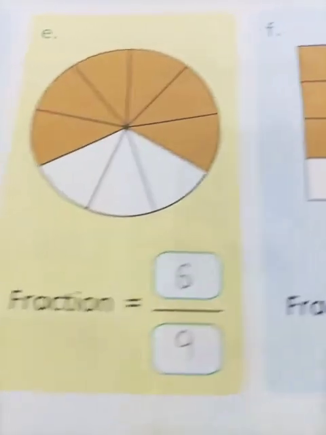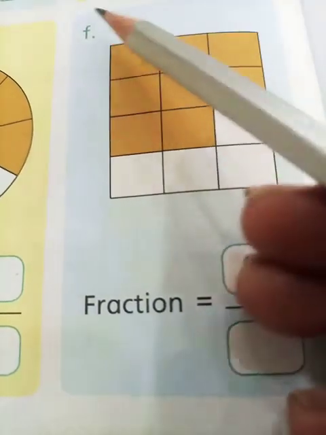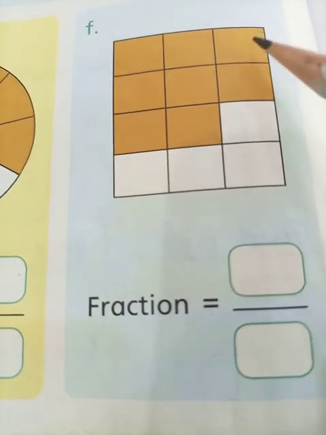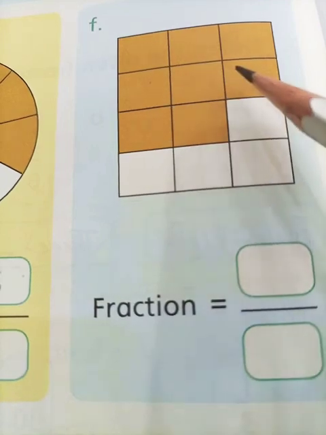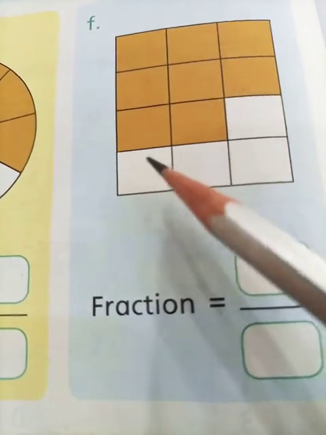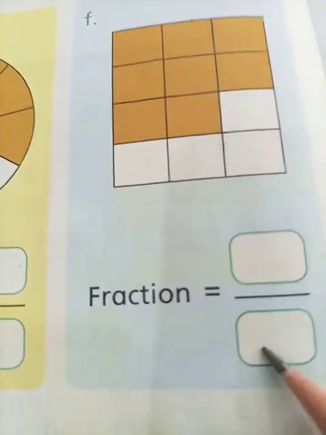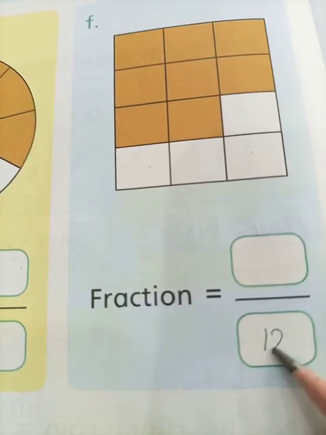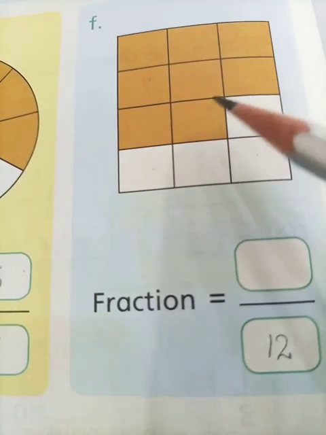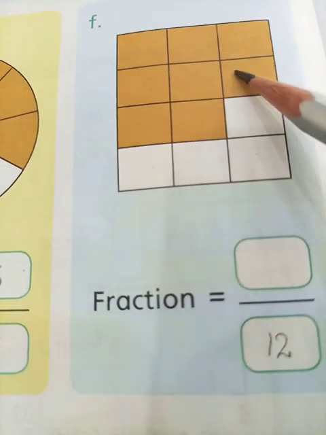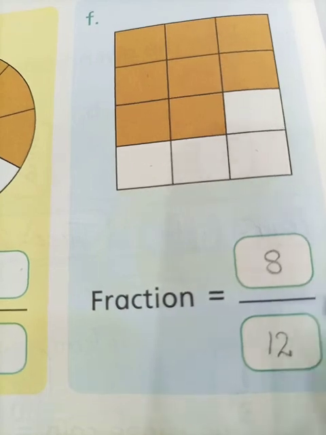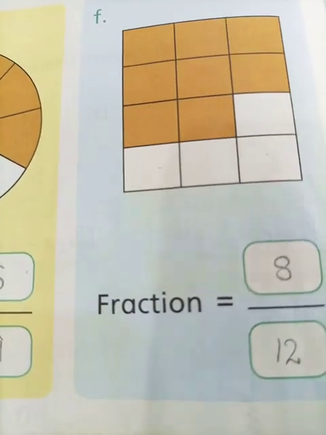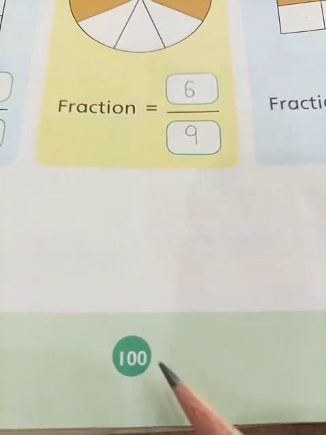Okay. Come to our next shape, part F. In this, look at the shape and count the total number of parts 1, 2, 3, 4, 5, 6, 7, 8, 9, 10, 11 and 12. In total I have 12 parts, out of which how many are colored? 1, 2, 3, 4, 5, 6, 7 and 8. It means that 8/12th part of this shape is colored. Okay. So students, we have completed our page number 102.